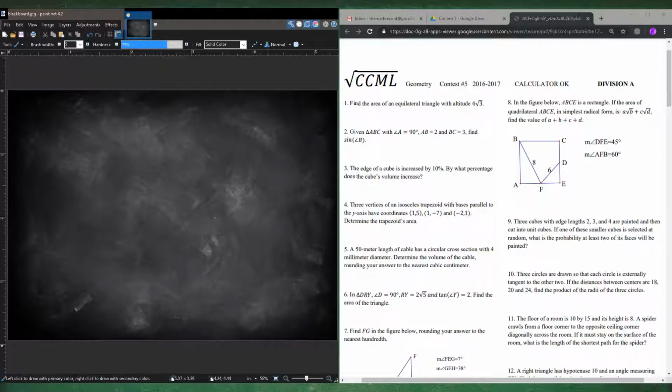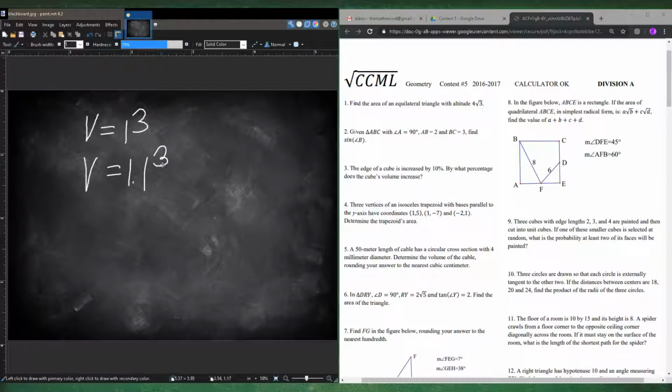Question 3. The edge of a cube is increased by 10%. What percentage does the volume increase? So you could think about it: if you have a cube with side length 1, then the volume is side length cubed, so the volume would just be 1 cubed. Now, if it's increased by 10%, that means the new side length is 1.1, right? So the new volume is 1.1 cubed.